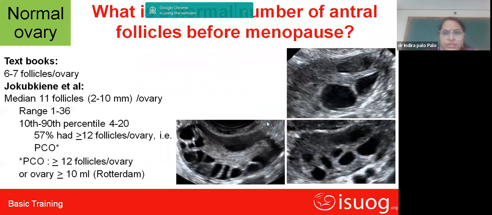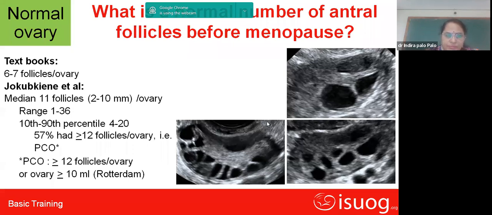Coming to how many follicles are present in the ovary. Previously, as per the textbook, 6 to 7 follicles were present. But as science advances and we have newer, very developed equipment, we are able to locate more than 10 to 12 follicles, and sometimes around 20 to 36 follicles can be observed in one ovary.